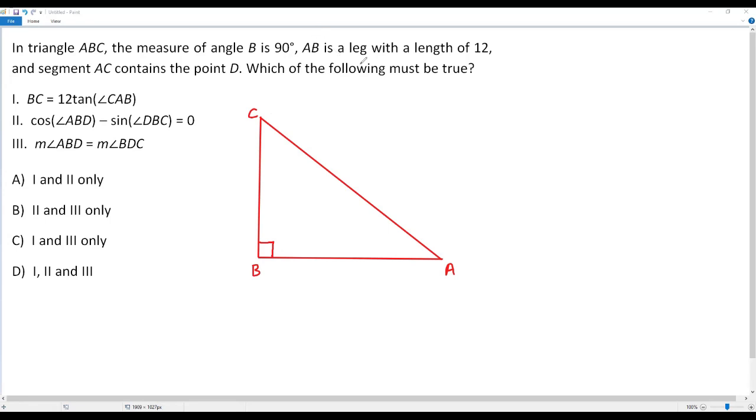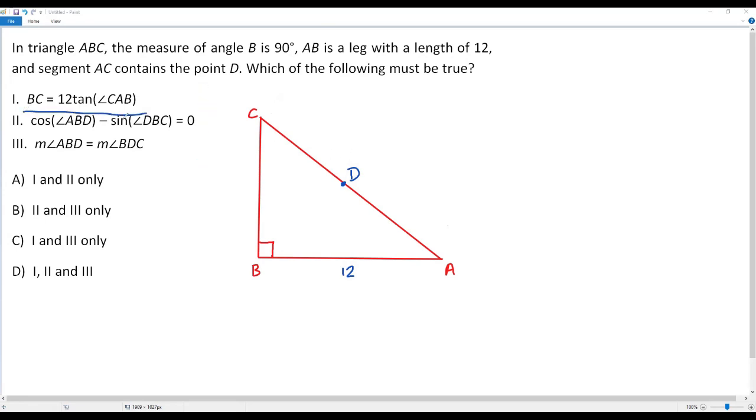And also we have the information AB is a leg with a length of 12. That is, the length of this leg AB is 12. And the segment AC contains a point D. Here we have the segment AC and it contains a point D. Let me mark a point D somewhere over here. Okay, now we can start verifying the given statements one by one.